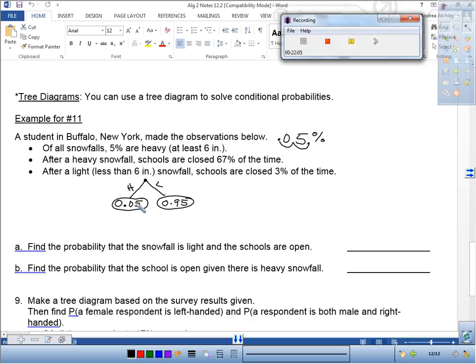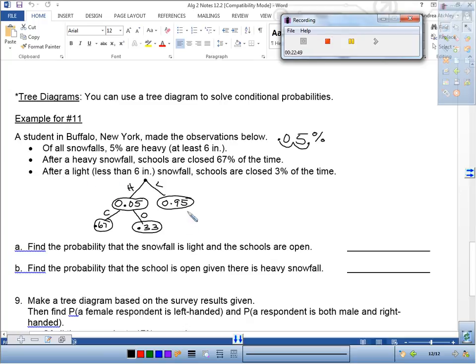Then after a heavy snowfall, so we're going to look at the heavy, and there's going to be 2 things that occur. Schools are closed, or they can open school. Schools are closed 67% of the time, so 0.67. That's a decimal. If they are closed 0.67, how often are they open? 0.33. Because again, you want it to become a whole, 1.